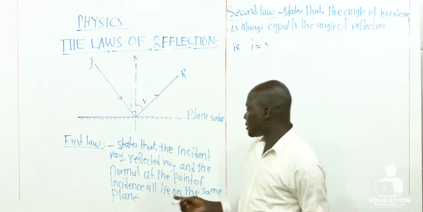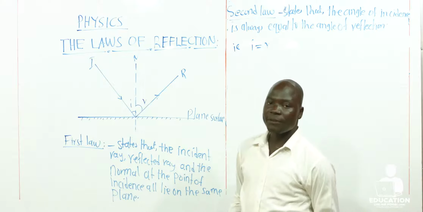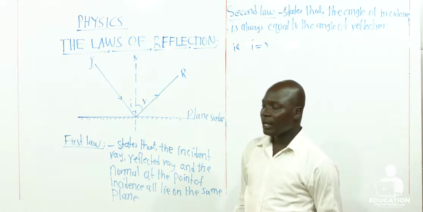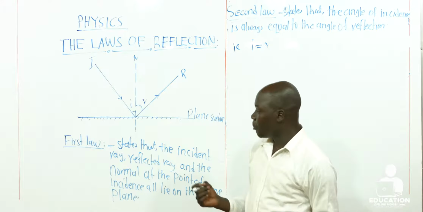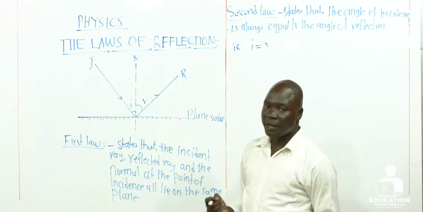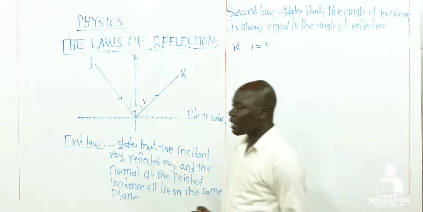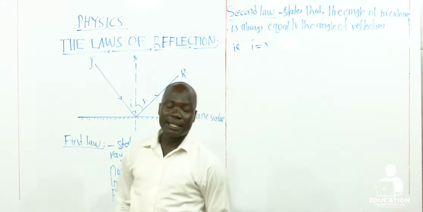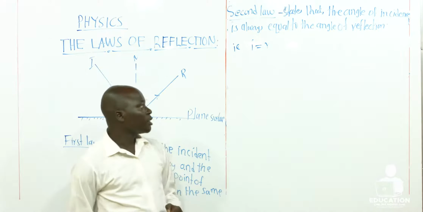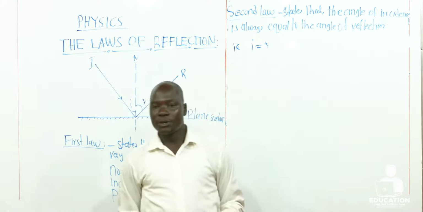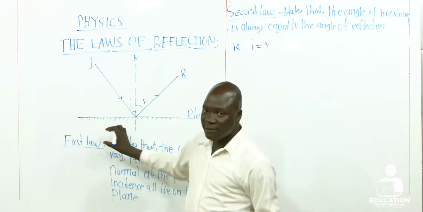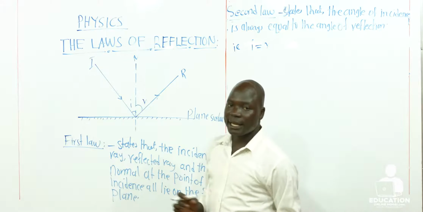The first law states that the incident ray, reflected ray, and the normal at the point of incidence all lie on the same plane. And I said point of incidence means the point where the incident ray touches the reflecting surface. And the second law states that the angle of incidence is always equal to the angle of reflection. So when you are asked to state the two laws of reflection, dear learners, you have to specify clearly that this is the first law, then this is the second law.